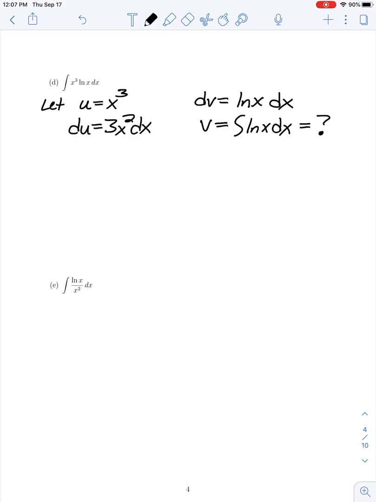So if we try to choose u and dv in this way, then we get stuck because we don't know how to integrate that natural log function. So if this ever happens in our work, well, we could just reverse what we call u and dv. So instead of choosing u and dv in this way, let's make a different choice.